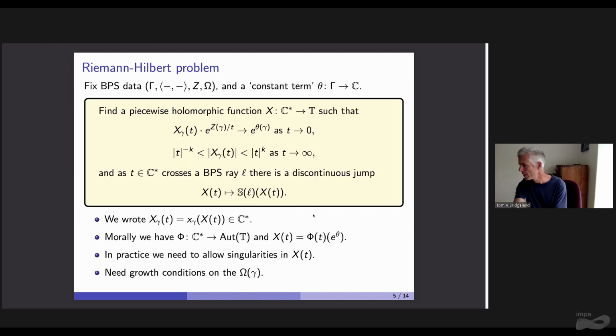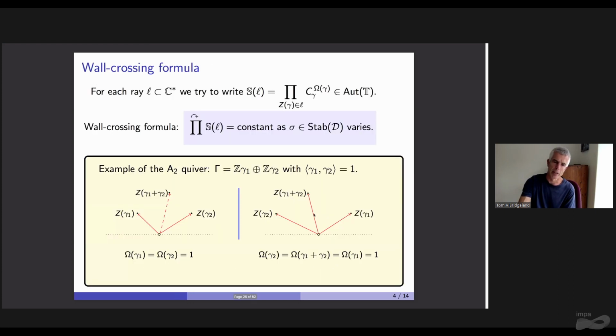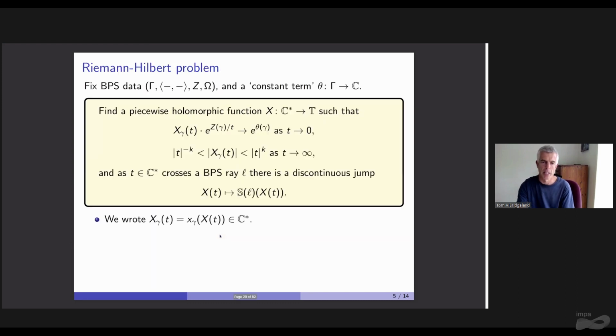Okay, so let me just see where we've got. The most basic feature about DT invariants is that they satisfy this wall crossing formula. And the right way to view this wall crossing formula is that at each point in your space of stability conditions, there is some diagram like this in the complex numbers where you have a bunch of rays, and attached to each ray is some automorphism of the torus. And then it becomes rather natural to think about a Riemann-Hilbert problem which takes values in the torus and has those jumps as you cross the rays. Okay, and so that's what we're going to think about.